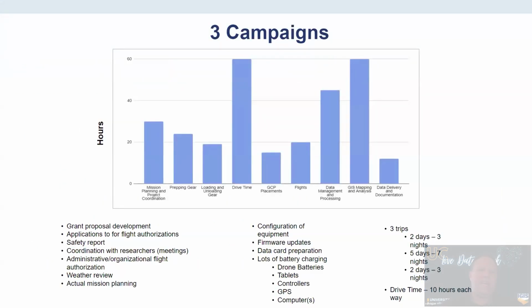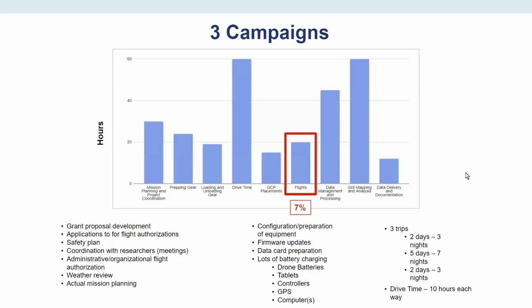So at one point, of those 84 campaigns, we took 3 of them and did a basic analysis for logistical planning of how long it takes for each segment or part of a project. Everyone always thinks about the flights, but there are all these other areas that are just as important and really take a lot more time.